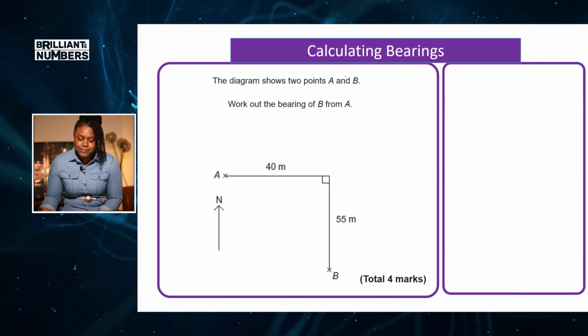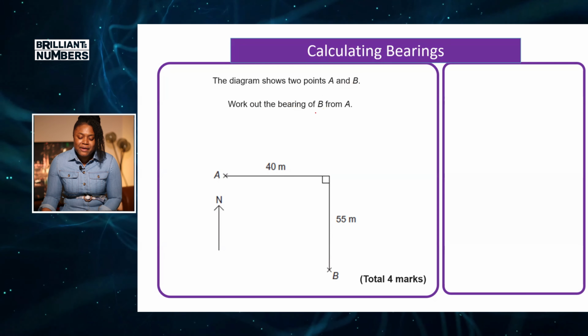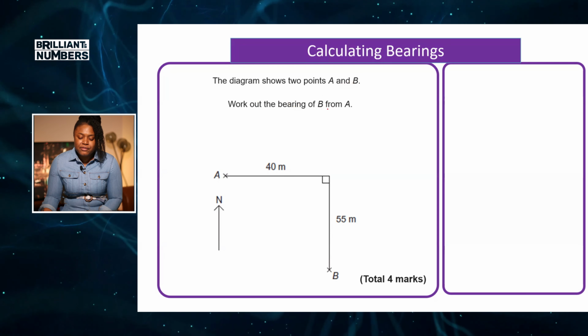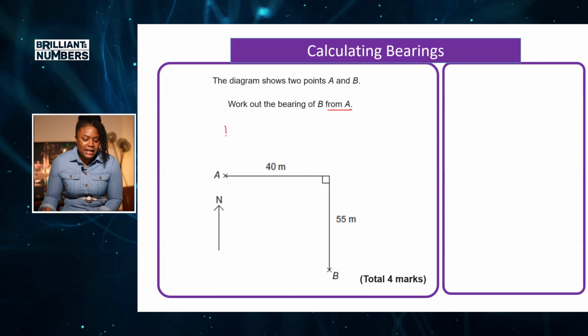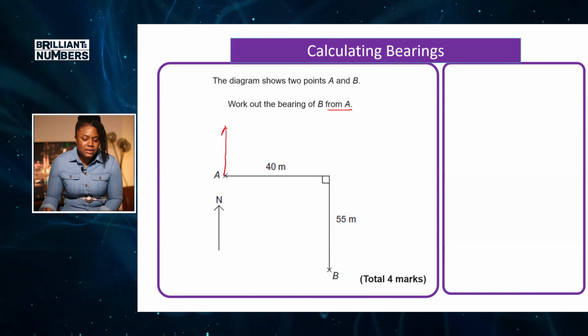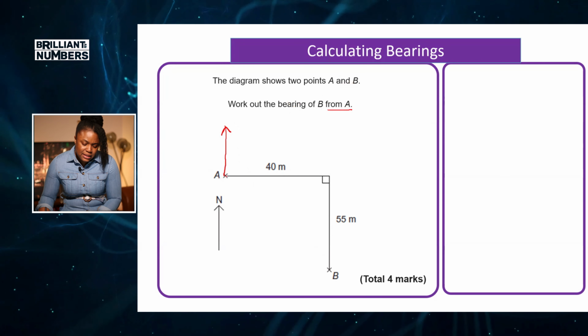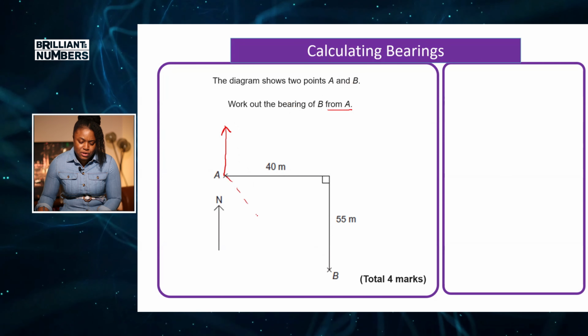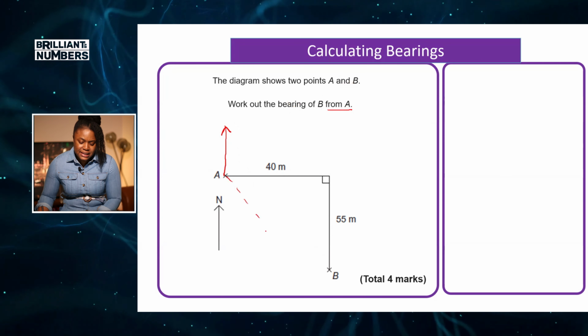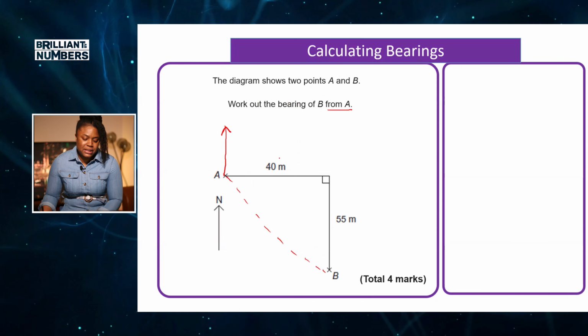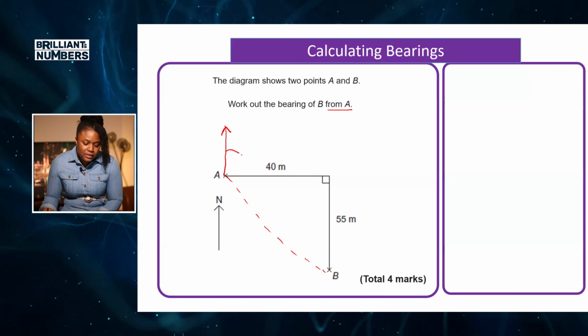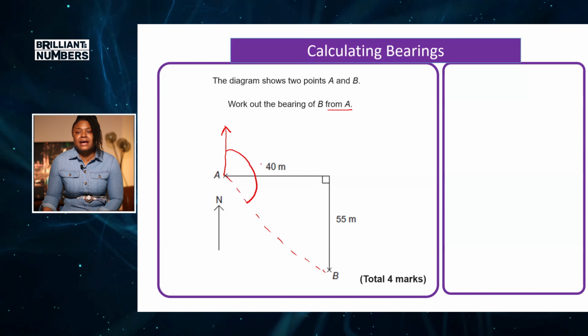So the diagram shows 2 points A and B. We're asked to work out the bearing of B from A. So I'm going to go to A. I'm going to draw my north line here, reference point, and I'm going to go to B from there. But let's just put a broken line here just to complete this triangle here so that we can see the connection between A and B. So I want to find all of this angle here.